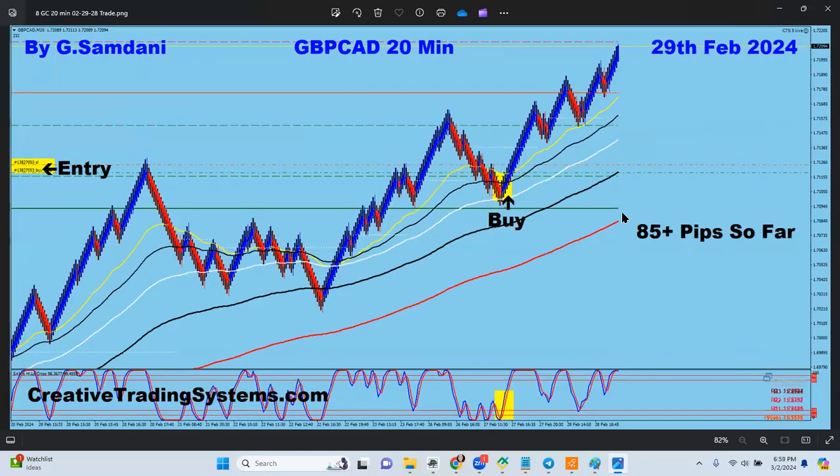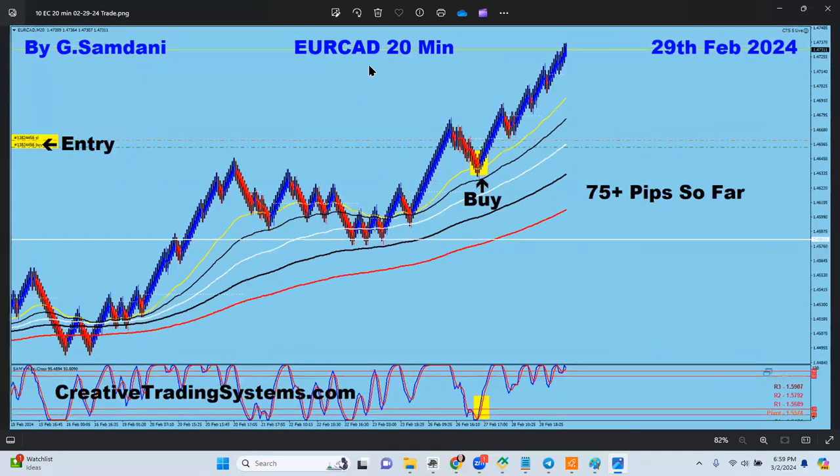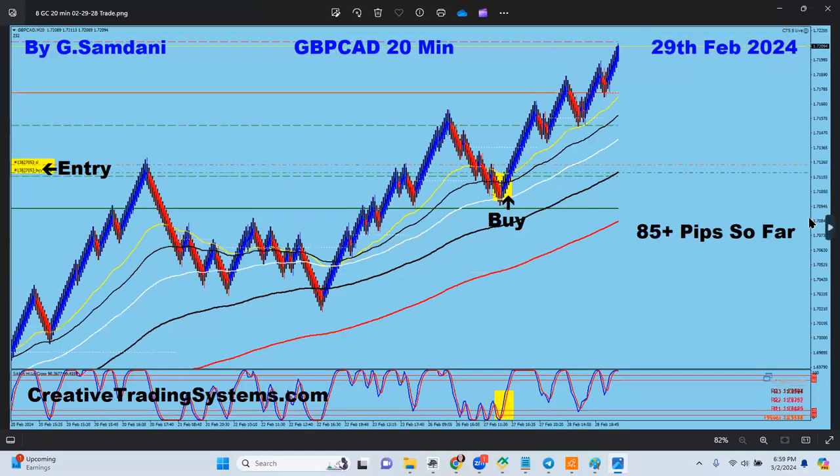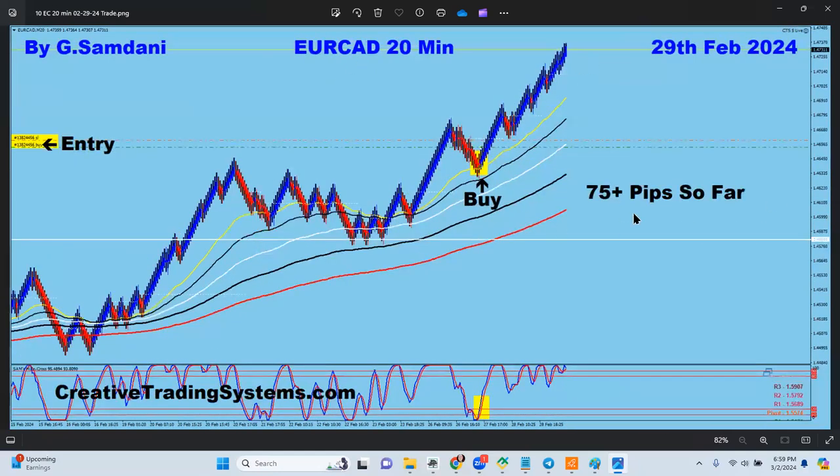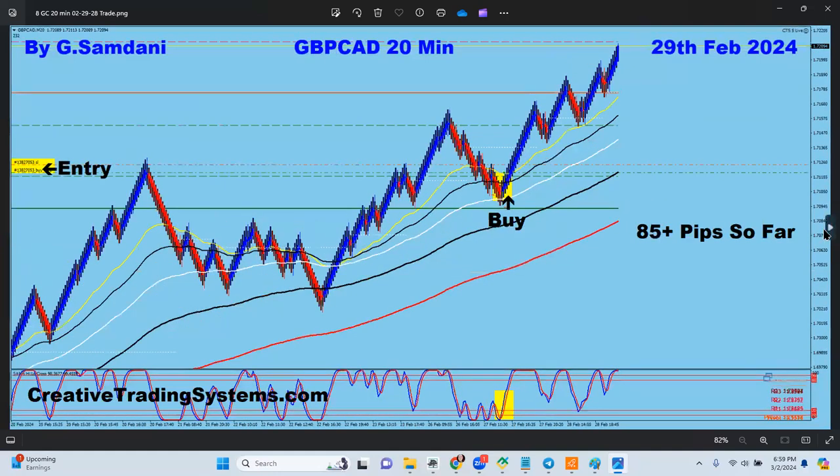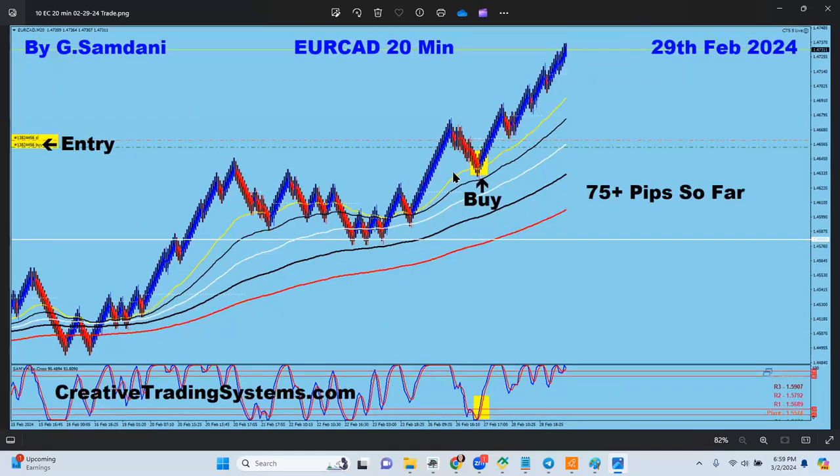Pound CAD buy orders at 85 pip on the 29th, and Euro CAD. When a single currency is moving, all those pairs that involve that currency start to move and give you the setup. So Pound CAD, Euro CAD, both gave me the setup, and 85 pip there on Pound CAD, and Euro CAD 75 pip.